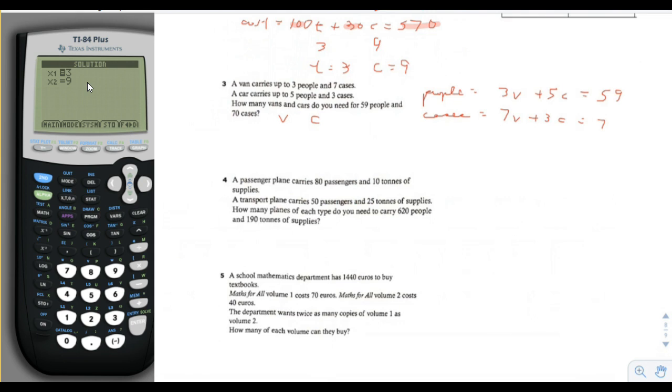And now we're just going to put these numbers into PolySMLT, into the simultaneous equation solver. 2 equations, 2 unknowns as usual. We can put 3, 7, 5, 3, and we'll put 59 and 70. Solve.